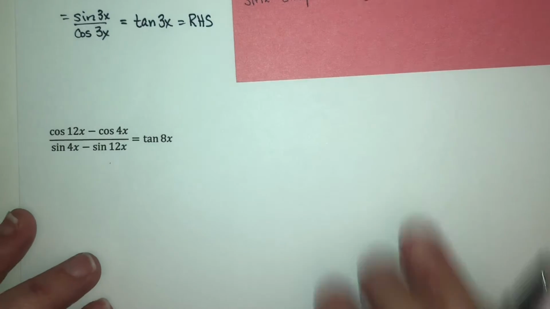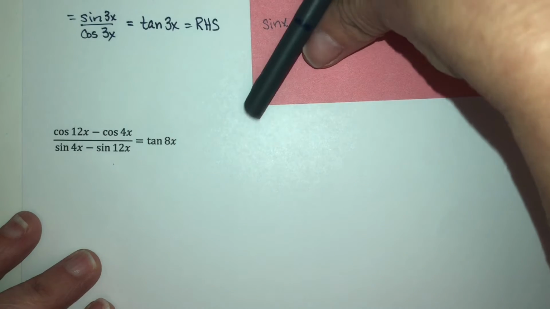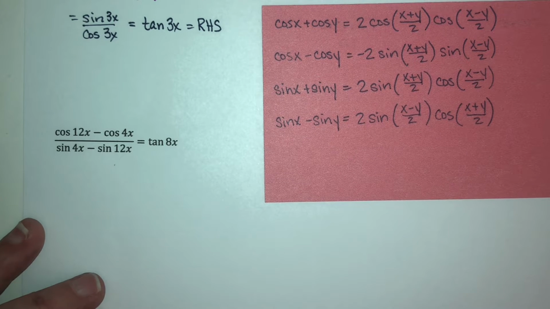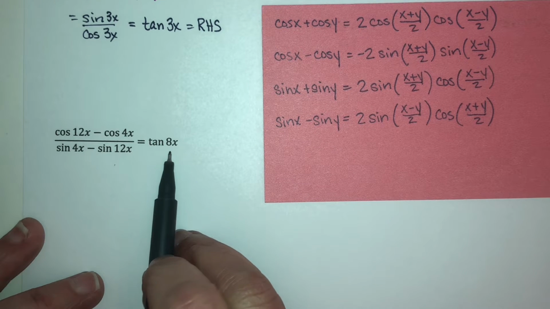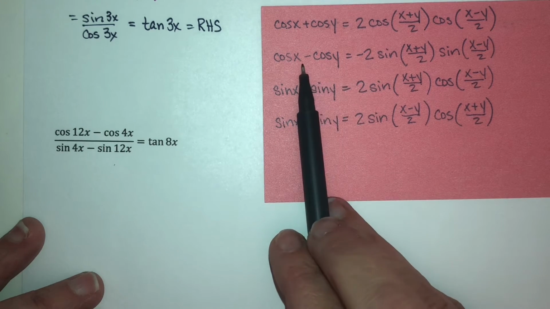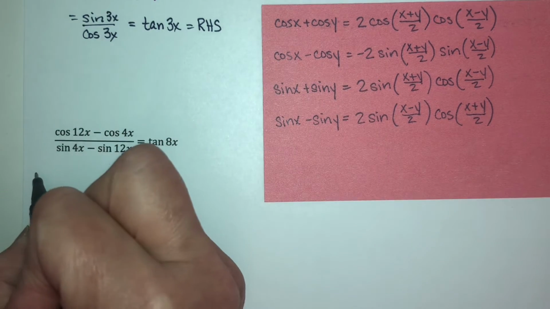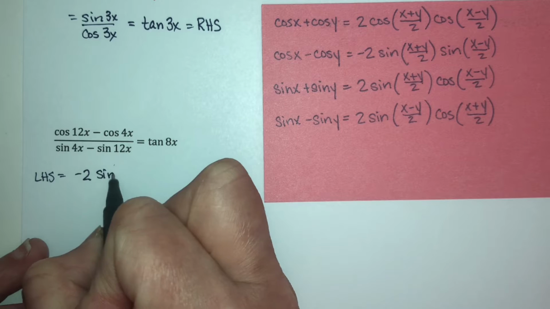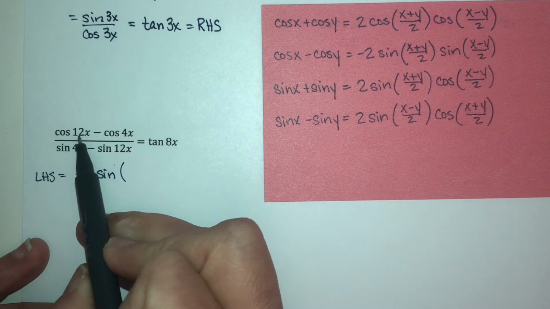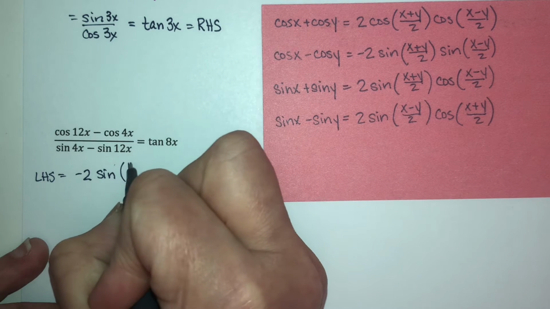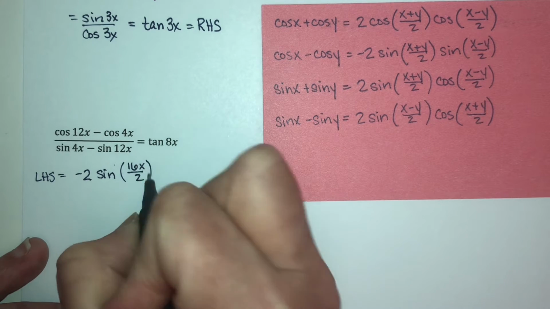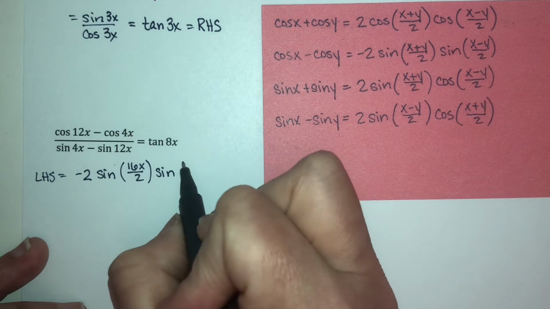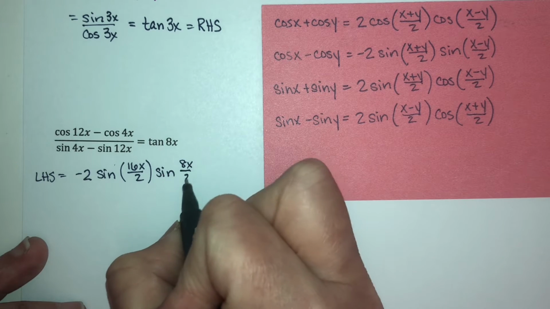Now let's do the same thing here with cosine of 12x minus cosine of 4x over sine 4x minus sine of 12x. And we want that to equal tangent of 8x. So here I have cosines subtracted, so I'm going to use this. My left-hand side is equal to negative 2 times sine of 12x plus 4x would be 16x over 2 times sine of 12x minus 4x, which is 8x over 2.